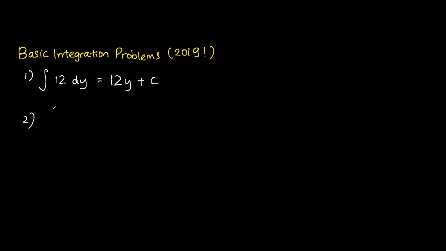The next question, we have the integration of z to the power 8 minus 6z to the power 5 plus 4z to the power 3 minus 2, all divided by z to the power 4. And then we have to integrate with respect to z. So what do we do first when we see this kind of question?